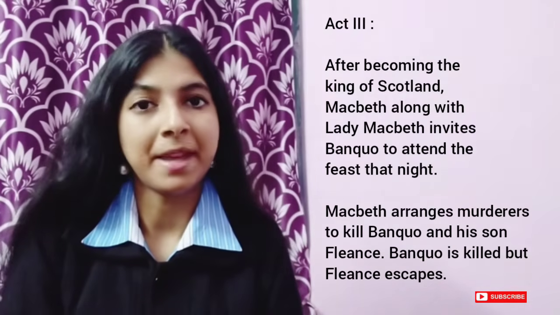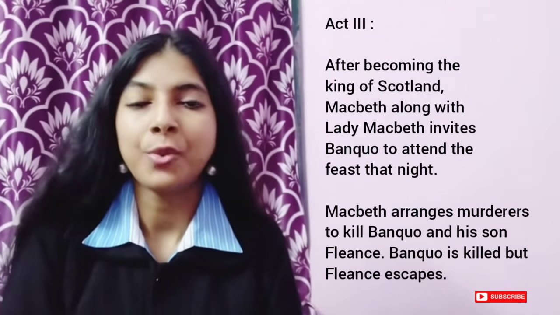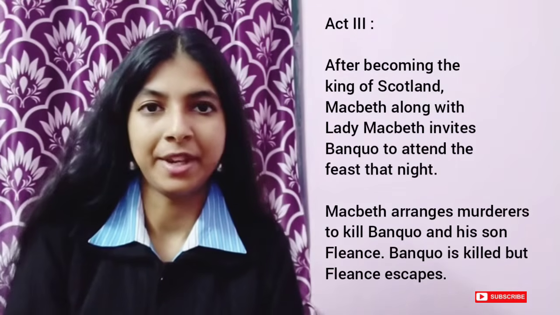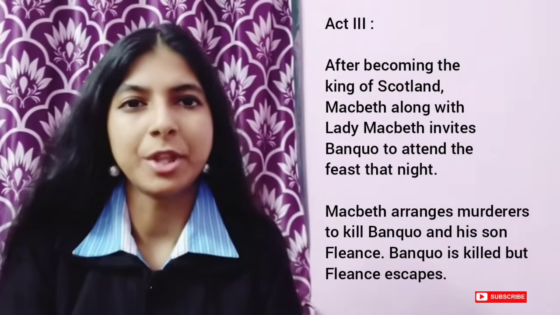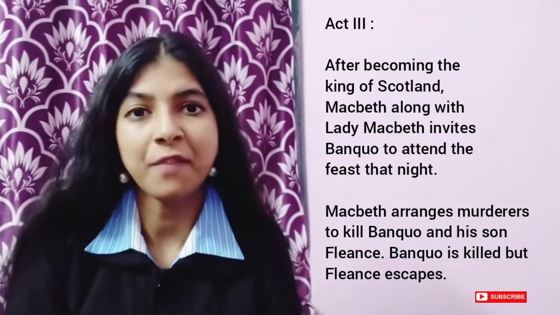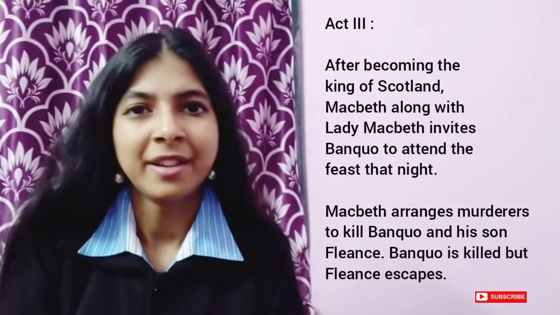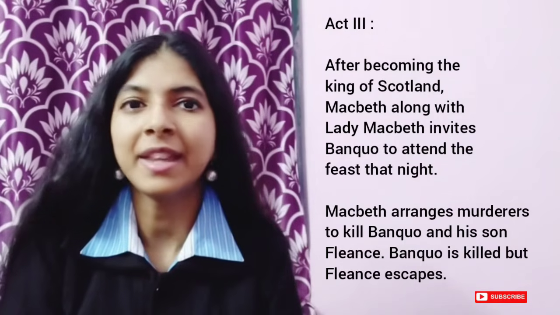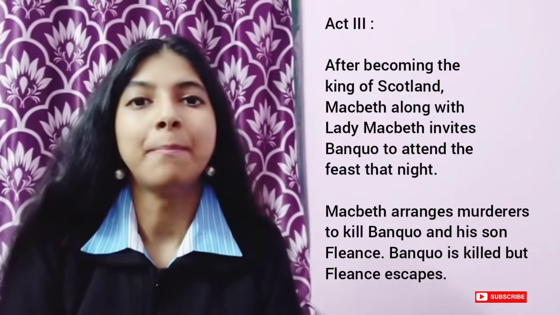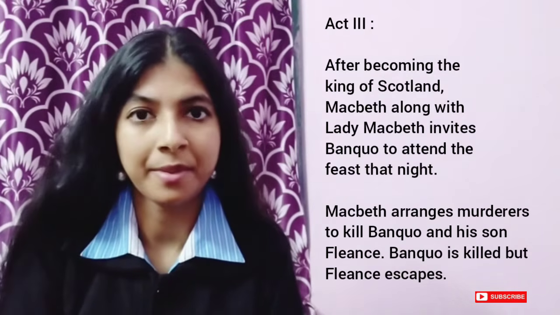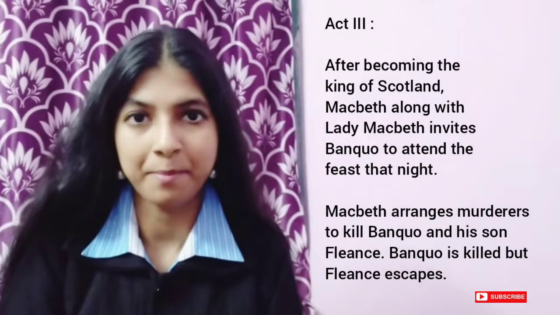Macbeth and Lady Macbeth, the new King and Queen of Scotland, invite Banquo to attend a feast in the evening. Macbeth is also thinking about the prophecies of the witches. He thinks that if Banquo's children will ultimately become the King of Scotland, there is no point in being the king. So Macbeth arranges murderers to kill Banquo and his son Fleance. Banquo gets killed, but his son Fleance escapes.